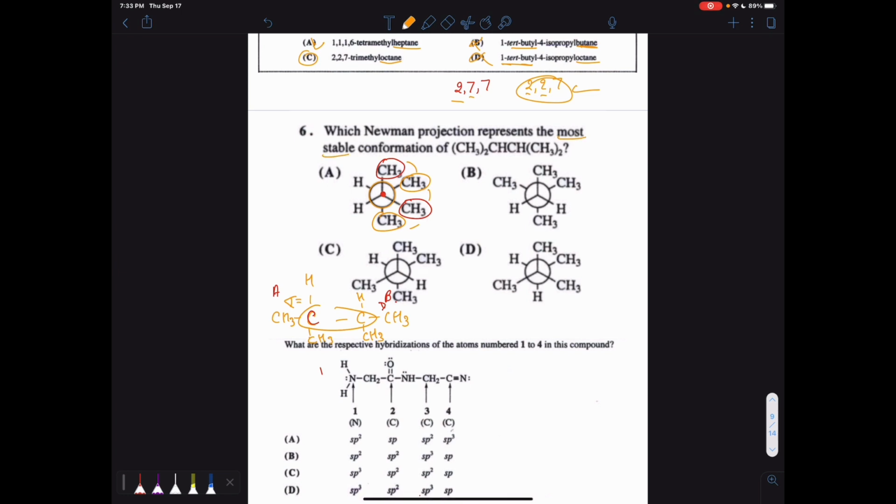For C, the front one is connected to 2 methyls, and the back one is also connected to 2 methyls. This time it's better. There's a methyl next to a hydrogen, a methyl next to a methyl, and then a methyl next to a methyl. So there is less steric hindrance than A. So now let's keep looking, see if we can find something even better, right?